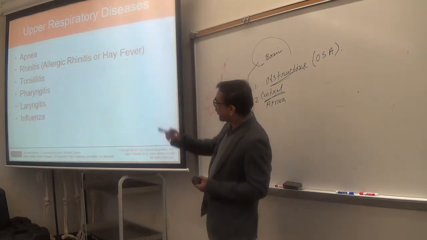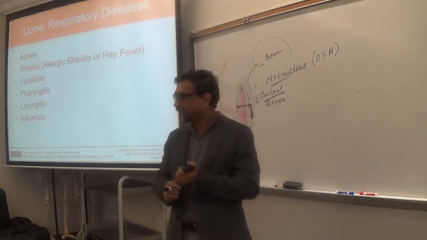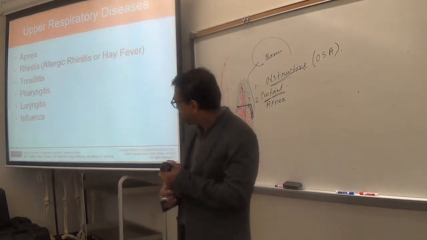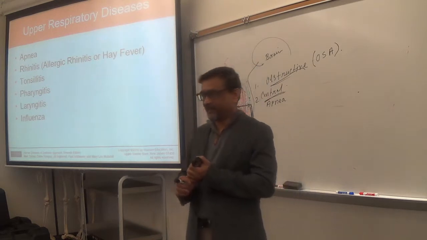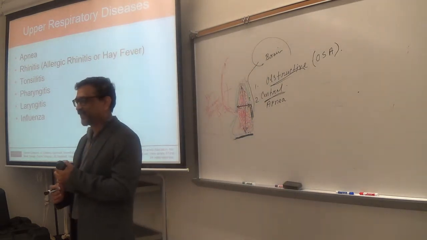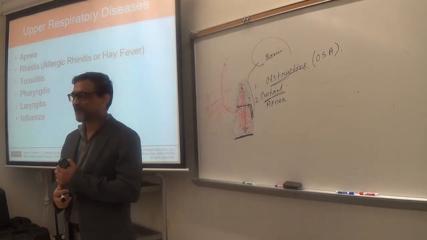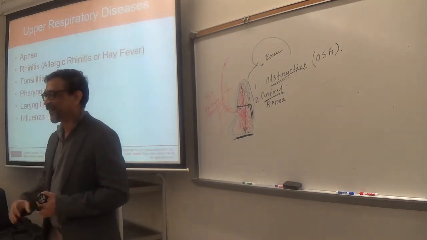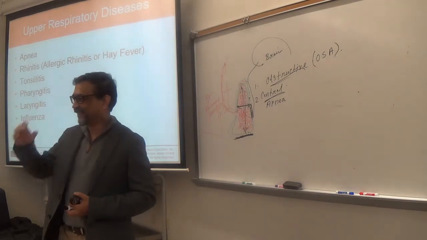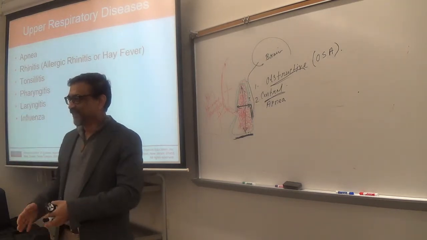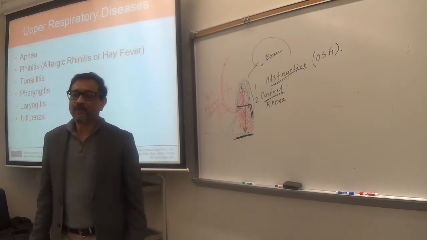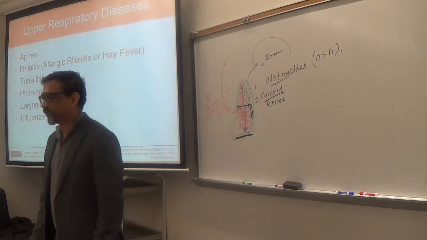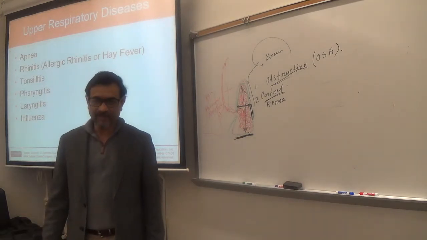So we have already talked about apnea, tonsillitis, pharyngitis, laryngitis. Now let's finish by talking about two others here. Rhinitis. Rhino means what? Big nose. Elephant, right? Big nose. Elephant has a big nose, right? So, rhino. Rhinitis is the inflammation of your nose, nasal cavity. Make sense?